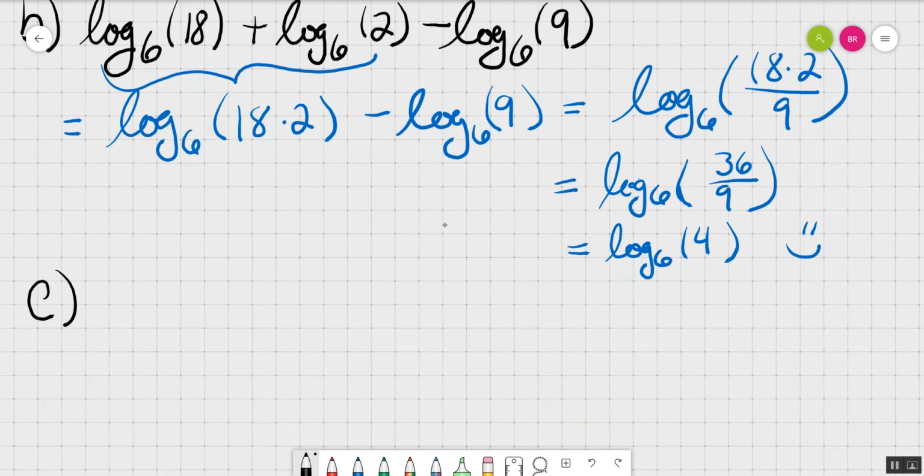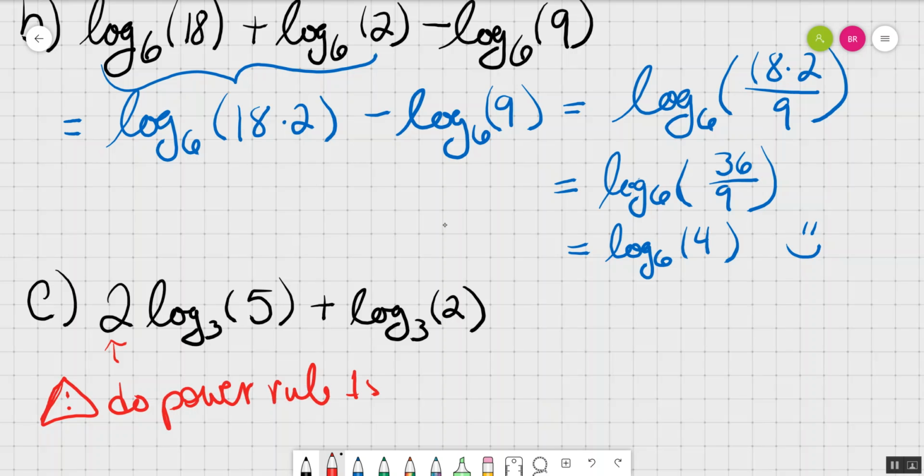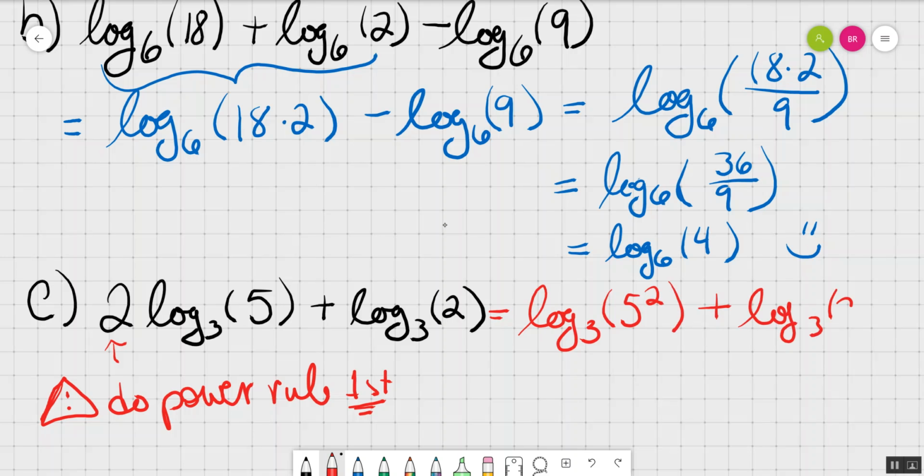Let's do another one. Let's do 2 times the log base 3 of 5 plus the log base 3 of 2. Here I'm going to have to be careful. Anytime you see a value out front, you have to do the power rule first. Just like before when we were expanding, I tend to do the power rule last. When you're contracting or condensing, we want to use the power rule first. So I'm going to rewrite this so that I hop the 2 in to be an exponent. So this is going to be the log base 3 of 5 squared plus the log base 3 of 2.